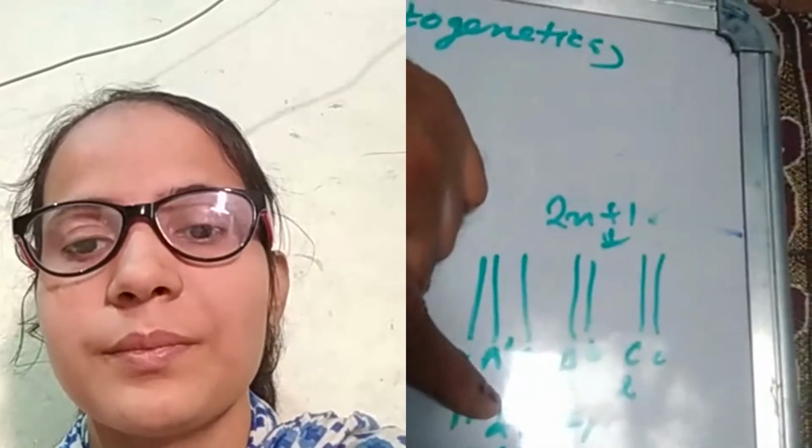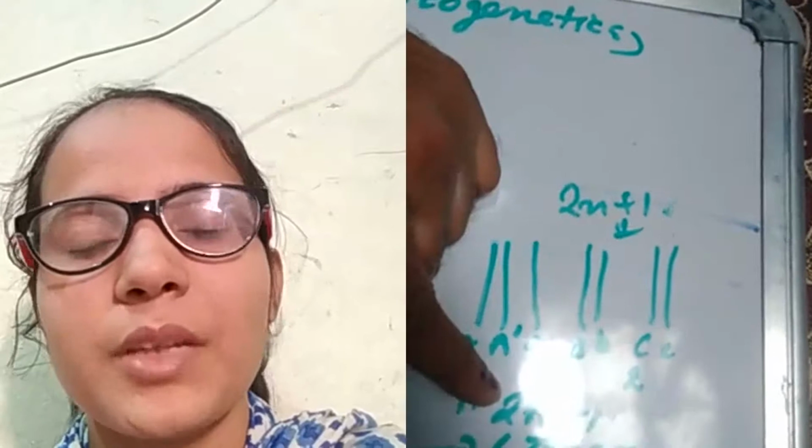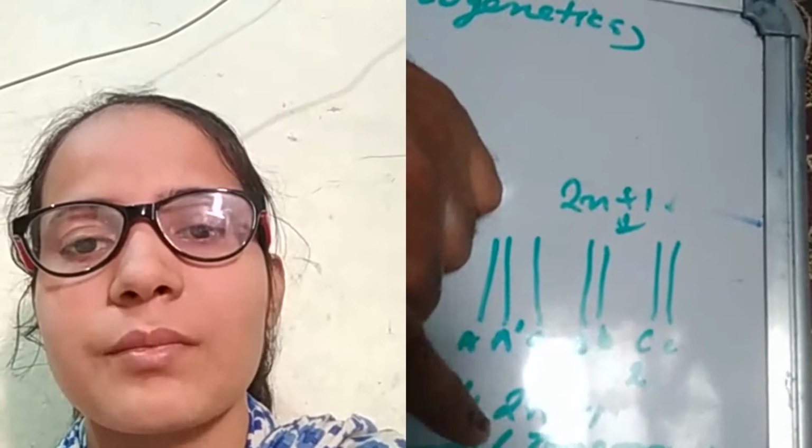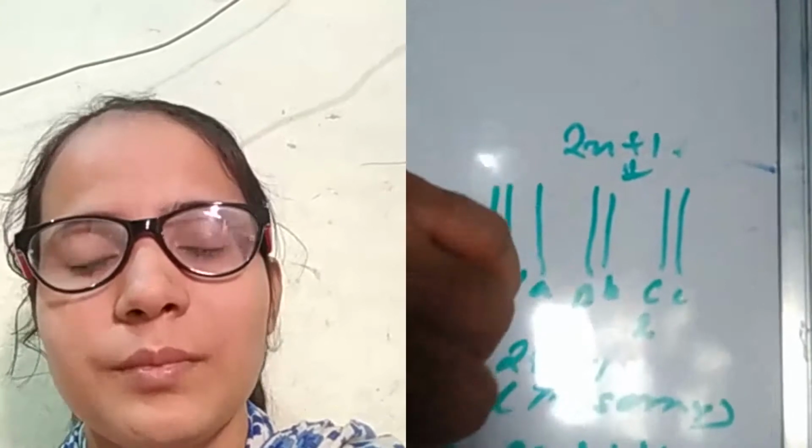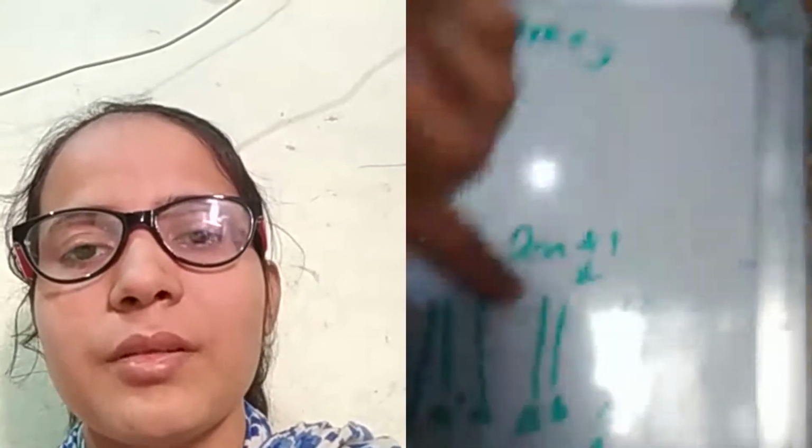This is 2n plus 1. This is known as trisomy. 2n plus 1 plus 1 is double trisomy. 2n plus 2 is tetrasomy. What is happening here?